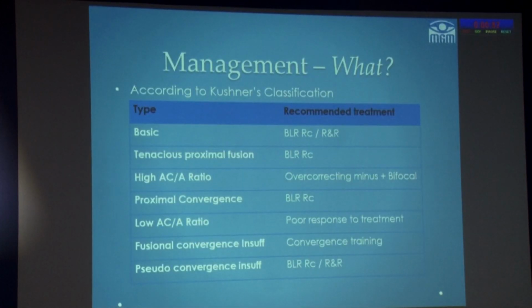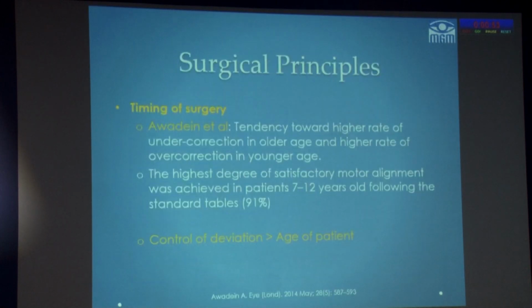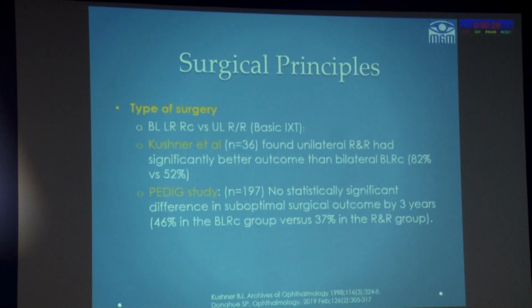So the majority of the cases are usually the basic and tenacious proximal fusion kind. Coming to the principles, timing of surgery, as I have just stated, is defined by the control rather than age. However, if you want to know, this study has shown that 7 to 12 years of age may be a good time to operate on these cases. For younger children, we usually see overcorrections, and for older children, we may get undercorrections.